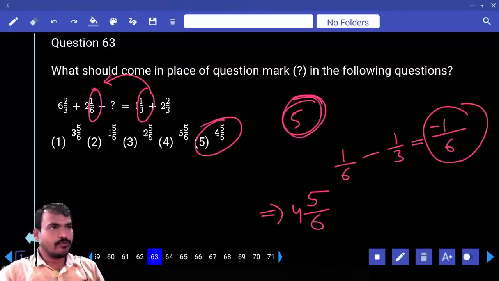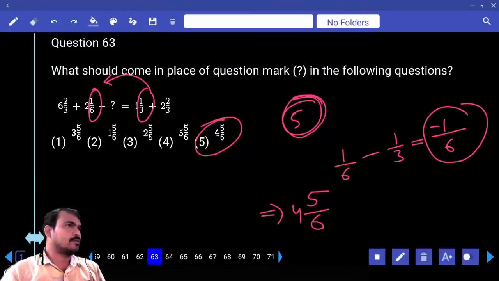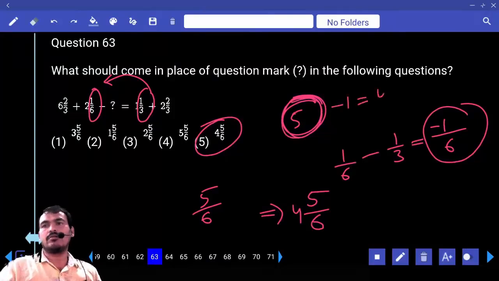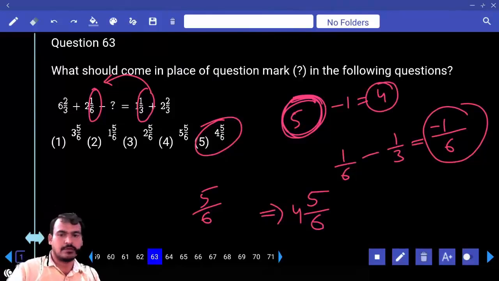If you are getting a negative fraction, convert it to a positive value. 6 minus 1, how much? 5. Means positive fraction we are getting, 5 by 6. Already integer value 5. In this one we are subtracting 1. What is the remaining value? 4. Then it is 4, 5 by 6.